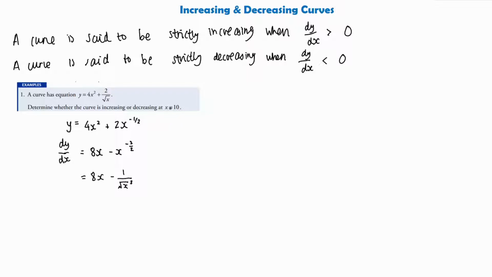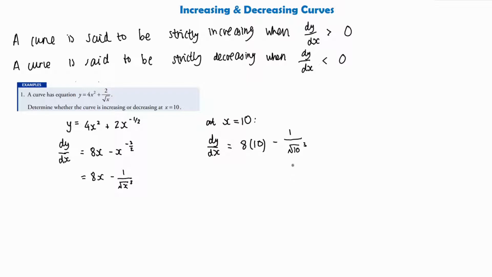So we know if we can substitute x equals 10 into this derivative, we'll now get a value and we'll know if that is greater than or less than 0. So let's do that. Let's say at x equals 10, the derivative dy by dx, just substitute in x to be 10 into this equation here. Well, we're going to get 8 times 10 minus 1 over square root of 10 cubed.